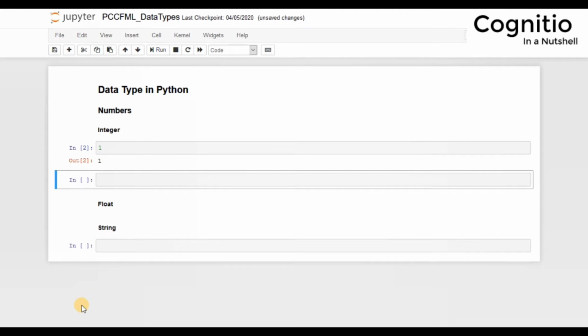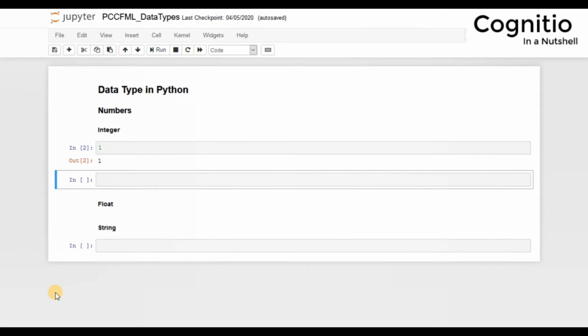So what exactly is a data type? A data type is a kind of bucket where we store different objects based on their category, like integer data type and string data type. In Python there are lots of them: list, dictionary, Boolean, etc. We'll discuss them one by one.